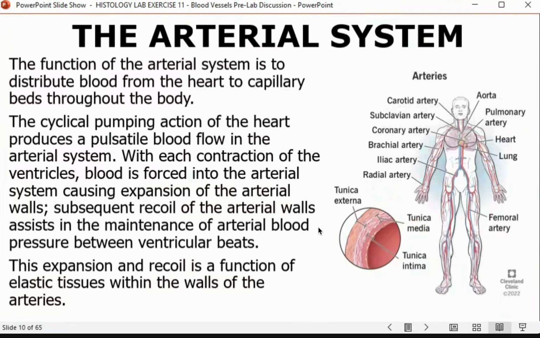So let's talk about your arteries. Their job is to distribute blood from the heart to capillary beds throughout the body. The cyclical pumping action of the heart produces a pulsatile blood flow in the arterial system. With each contraction of the ventricles, the chambers of the heart that pump, blood is forced into the arterial system, causing expansion of the arterial walls. Subsequent recoil of the arterial walls assists in the maintenance of arterial blood pressure between ventricular beats. This expansion and recoil is a function of elastic tissue within the walls of the artery.